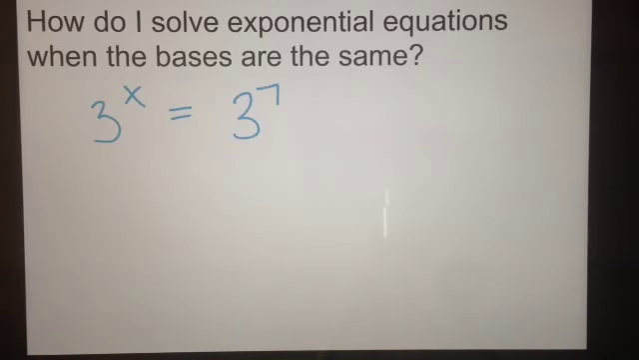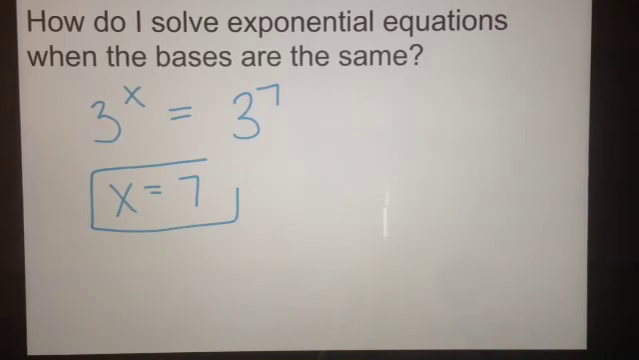So if I have 3 to the x equals 3 to the 7, when the bases are the same, you can tell that the exponents must equal each other. And so I'll set up the equation x equals 7. And normally there'd be an equation to solve. This is a really simplified example. And so just the final answer would be x equals 7.